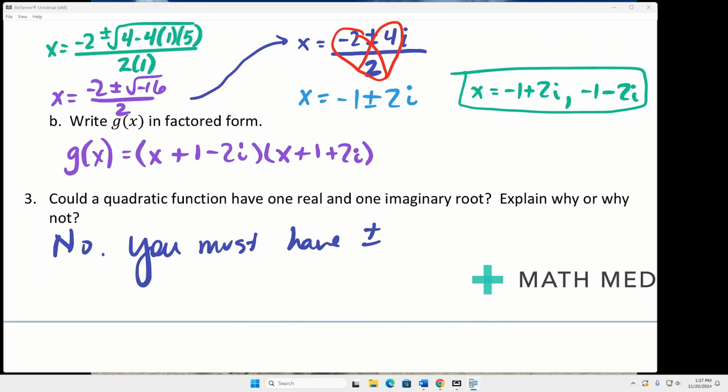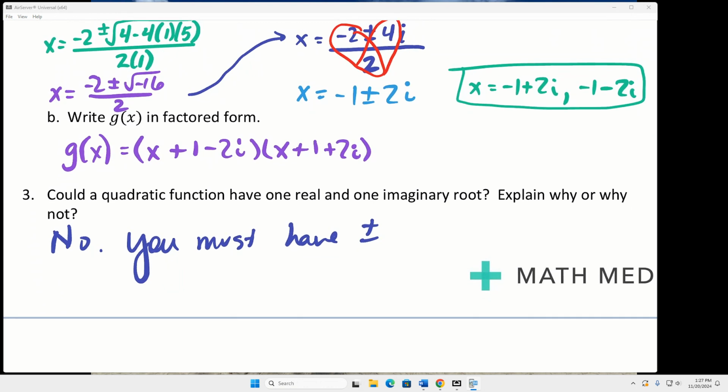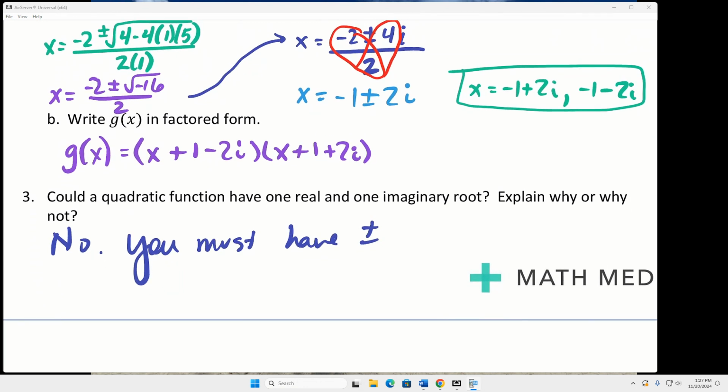So these imaginary zeros or roots are always going to be in pairs. You will never just have one. You will always have an even number of them. Okay, so on the other side, we're going to do a lot of the same things.